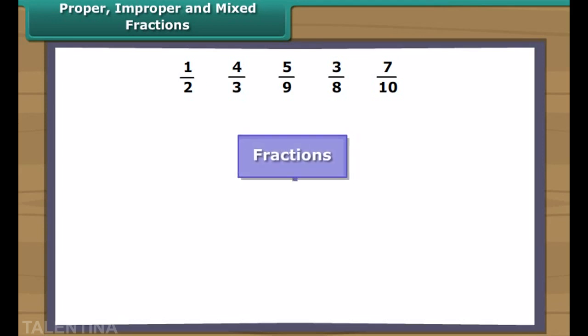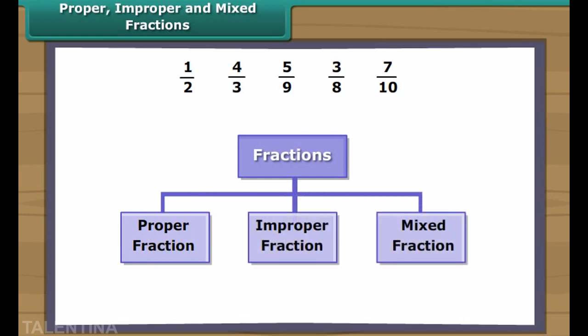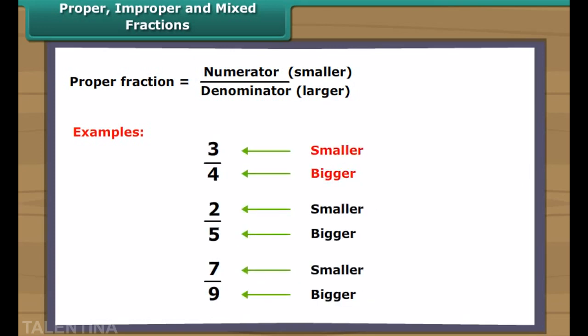Proper, improper, and mixed fractions. We know that fraction is a number representing a part of a whole. Fractions are of 3 types: proper fraction, improper fraction, and mixed fraction. In a proper fraction, the numerator is less than the denominator. For example, 3/4, 2/5, 7/9 are the proper fractions.